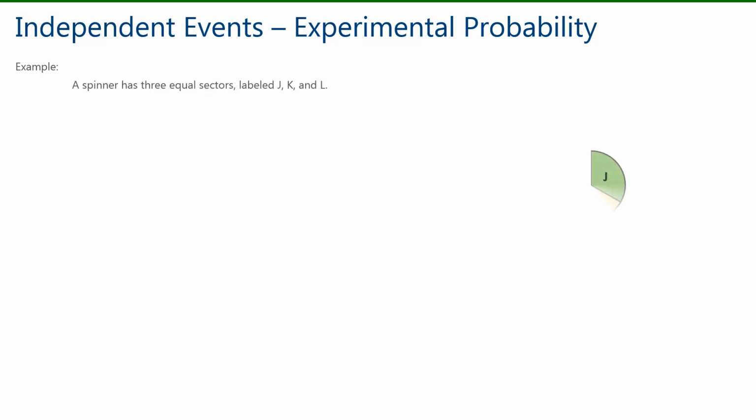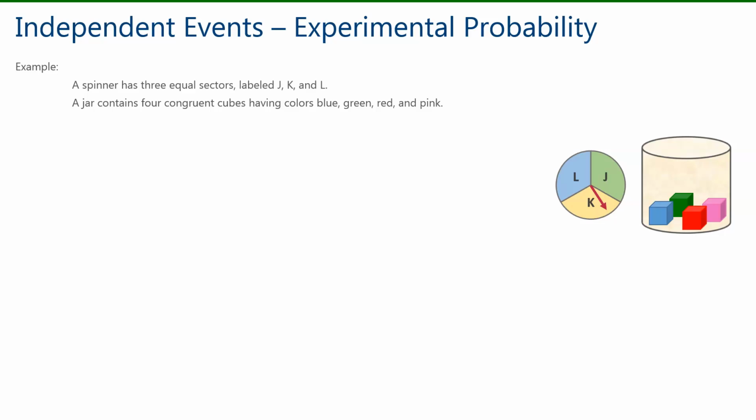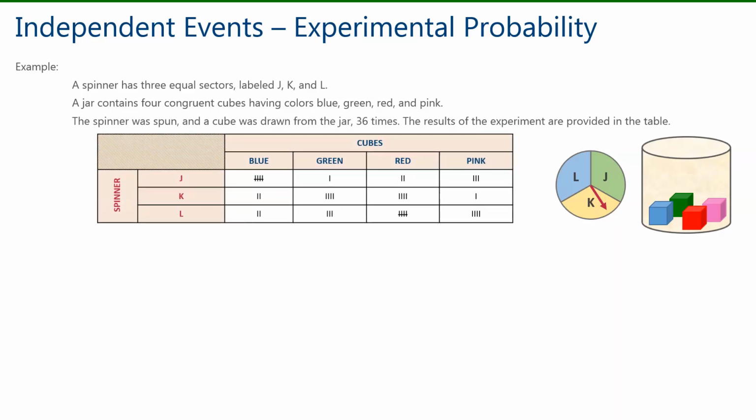Let's consider this example. A spinner has 3 equal sectors labeled J, K, L. A jar contains 4 congruent cubes having colors blue, green, red, and pink. The spinner was spun and a cube was drawn from the jar 36 times. The results of the experiment are provided in the table. So we are not going to actually spin the spinner and pick the cube. That's already been done for us. The experimental results are shown.